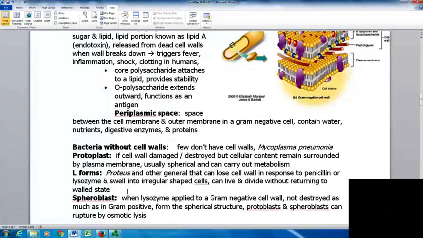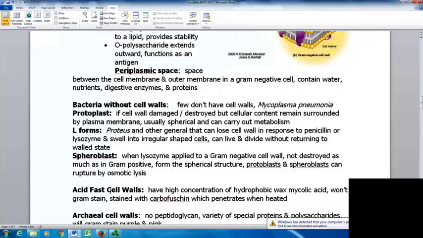L forms, we see these in Proteus and some of the others, where in general they can lose the cell wall in response to things like penicillin or lysozyme, and they will swell into these irregularly shaped cells called L forms. These can live and divide without returning to a walled state. The spheroplast occurs when lysozyme is applied to a gram-negative cell wall. It's not destroyed as much as it is in a gram-positive cell, so they'll form the spherical structure. The protoplasts and spheroplasts can be ruptured by osmotic lysis, so they're not as durable as the regular cell.